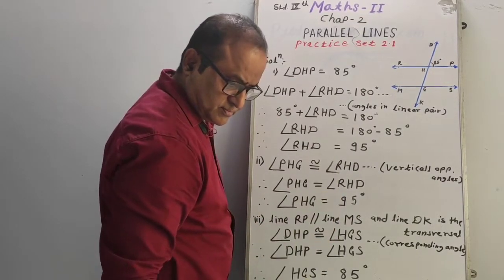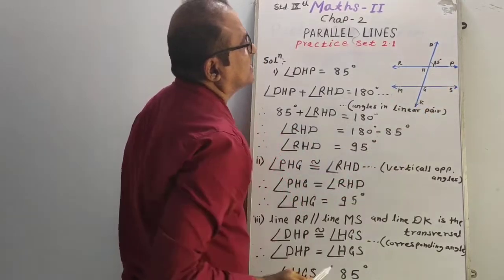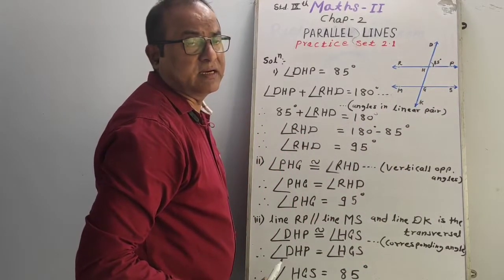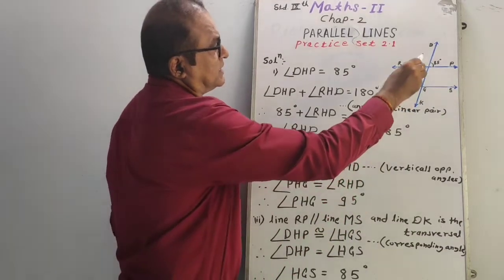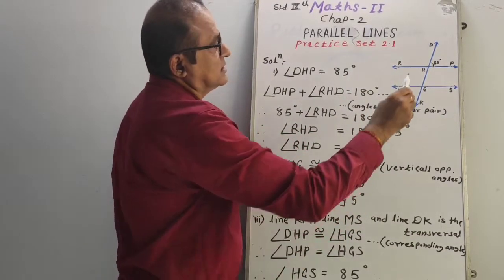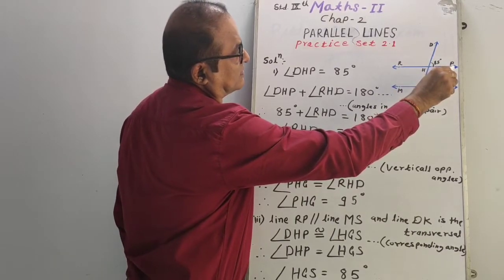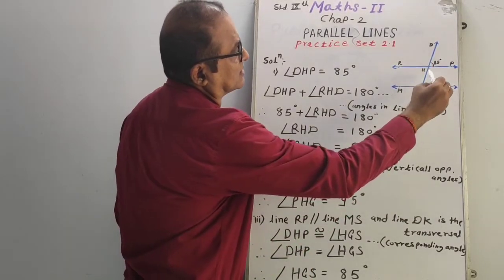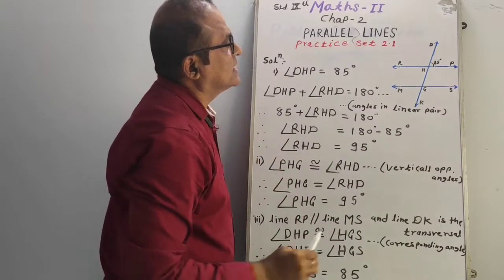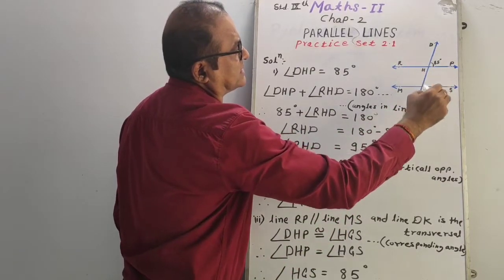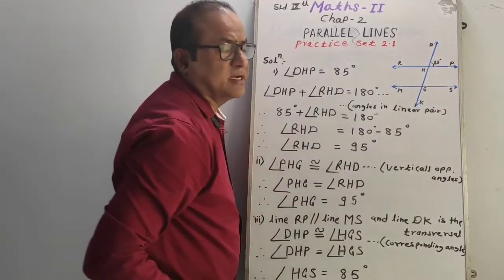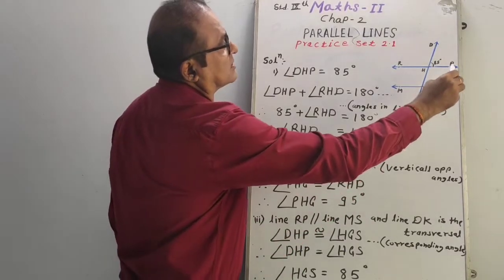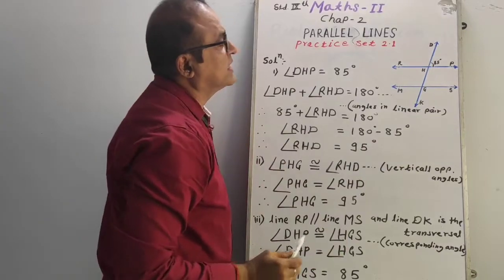Second, angle PHG. Angle PHG and angle RHD are vertically opposite angles, and vertically opposite angles are congruent. Therefore, the second angle can be found by vertically opposite angles. Third, angle HGS. Here in the figure, angle HGS and angle DHP are corresponding angles, and corresponding angles are congruent. Therefore, angle HGS can be found by corresponding angles.